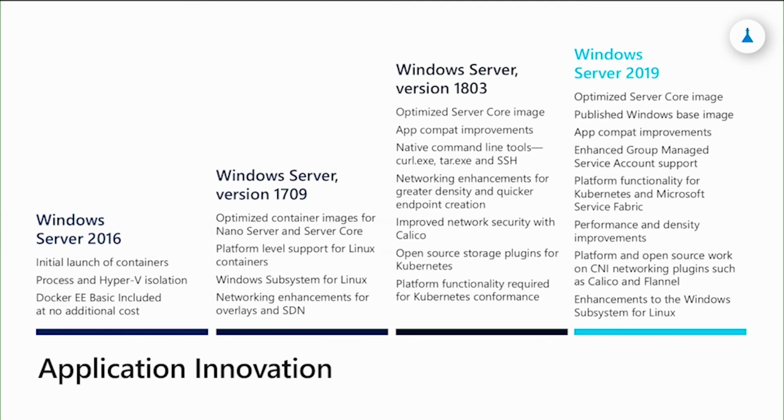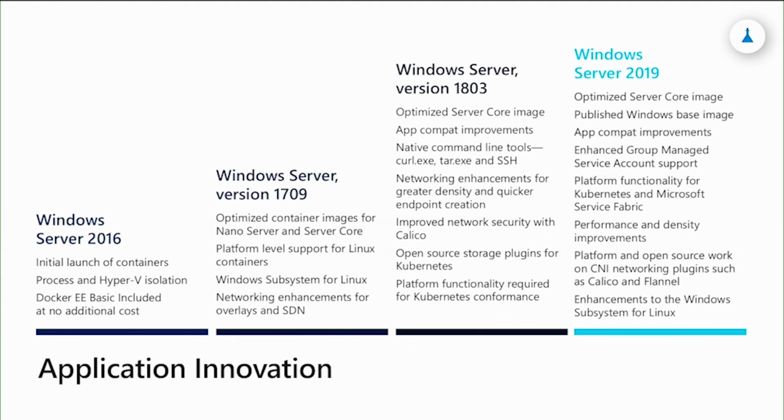So with Server 2016, it was our first innovation on containers. We launched Windows containers for the first time, which was a lot of work and a ton of great things there. Immediately out of that, through our semi-annual channel, we started delivering new innovation. We optimized the image size, reduced the image sizes by significant amounts, and made a whole bunch of networking improvements.